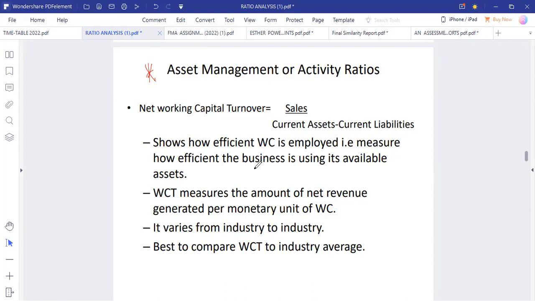The working capital looks at the assets that are available to generate revenue. So working capital turnover measures the amount of net revenue generated per monetary unit of the working capital. This one varies from industry to industry.